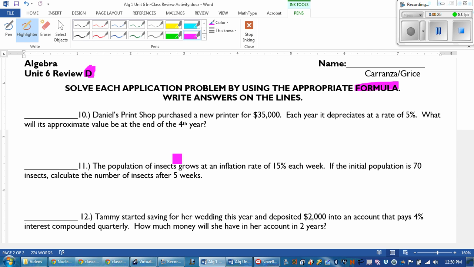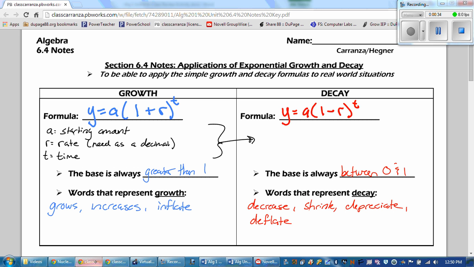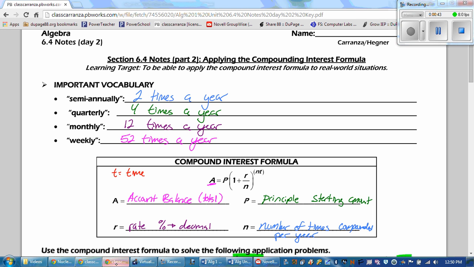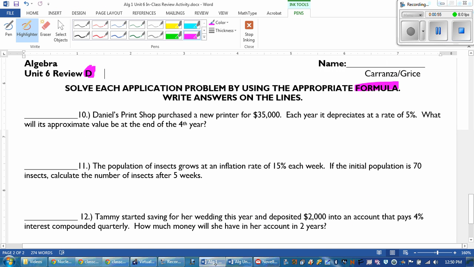Well, Unit 6, Review D, is talking about the 6.4 notes that we took. So, we had the 6.4 notes day 1, which talked about growth and decay, exponential growth and decay. And then 6.4 notes day 2, we talked about the compound interest formula. So those are the three formulas that we're going to be discussing in this part right here.